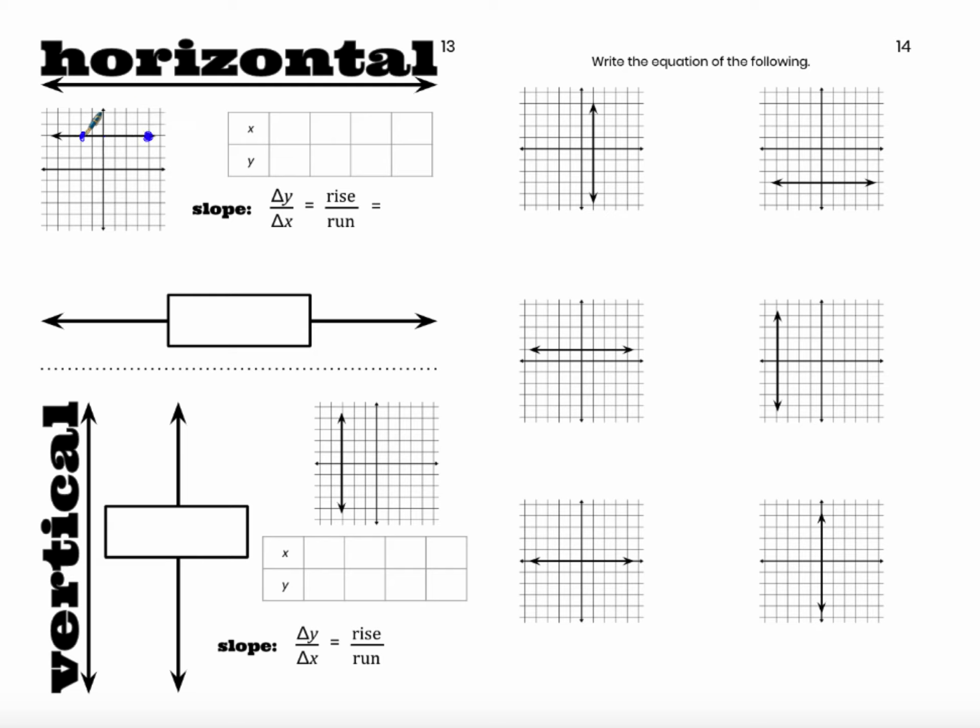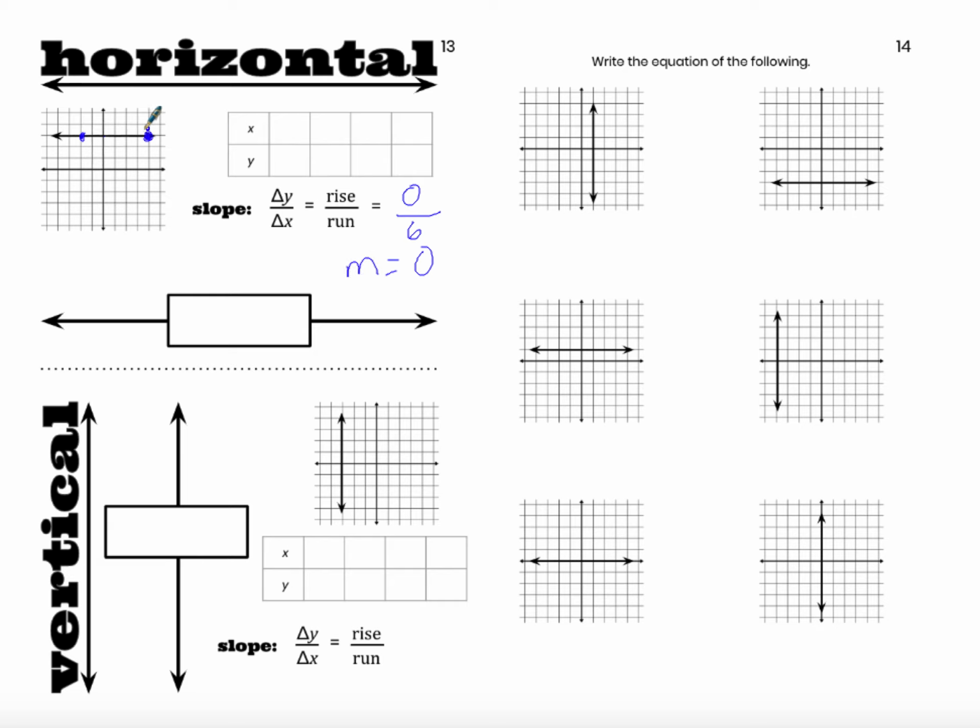And I could identify the rise between those 2 points. Now the rise between these 2 points, the vertical change, is 0. To get from this point to this point, I don't go up and I don't go down. So the rise is 0. The run between these 2 points is 1, 2, 3, 4, 5, 6, which gives me a slope of 0 divided by 6, which is just 0.